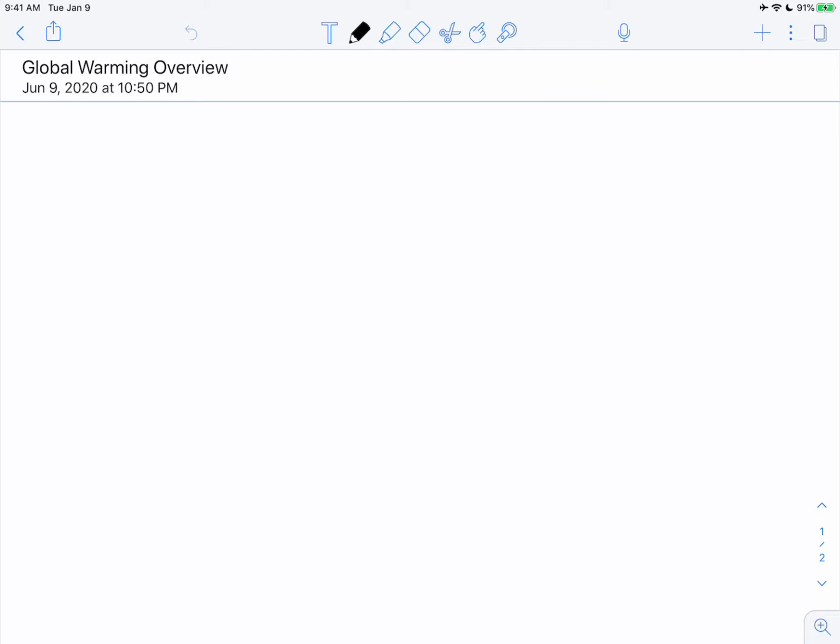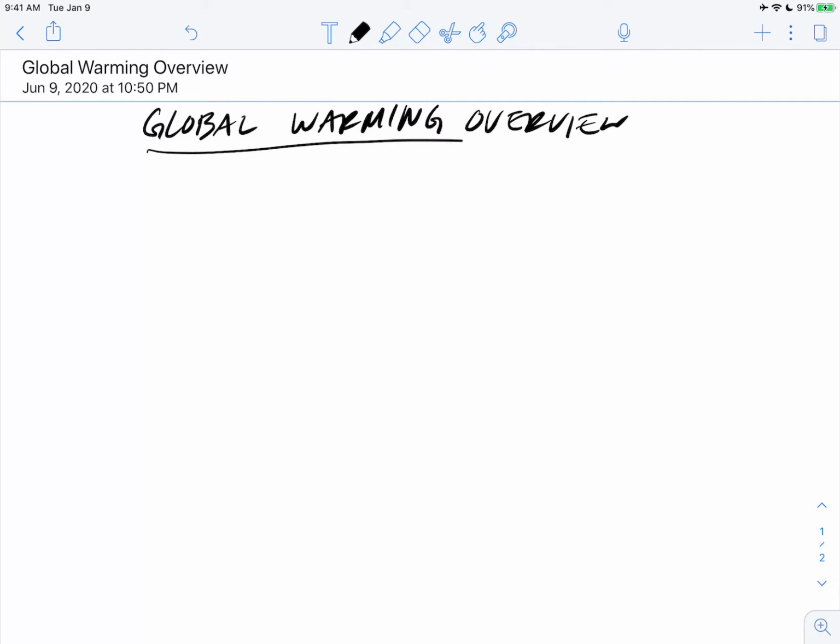So we're going to look at the process of global warming. Global warming overview. We're going to look at what the process is and how greenhouse gases can trap this thermal energy. First we need to understand where the energy is coming from and where it's going.